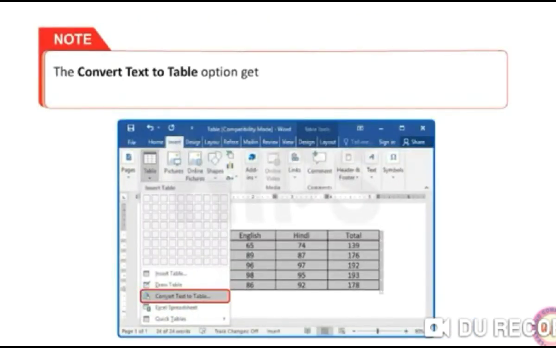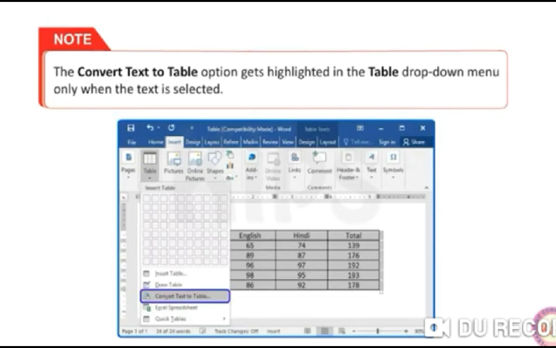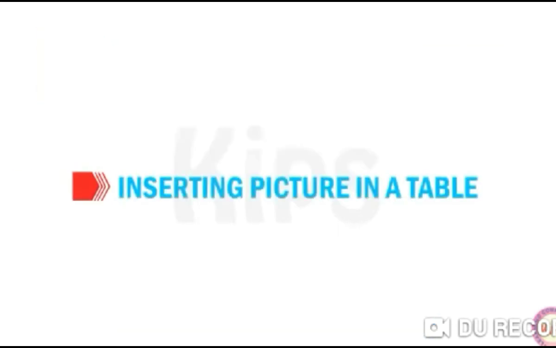The convert text to table option gets highlighted in the table drop down menu only when text is selected. So you must select the text.